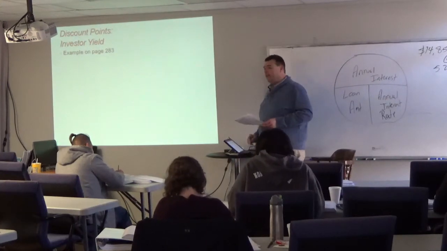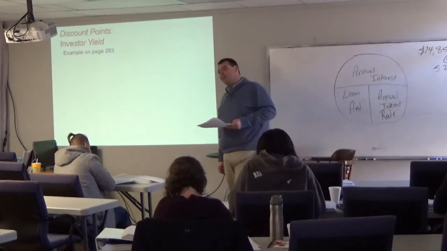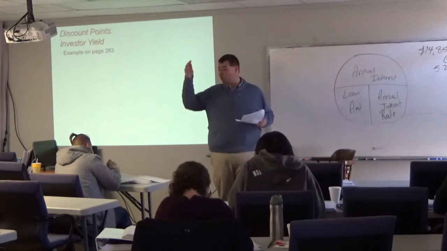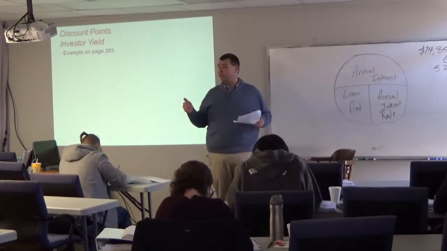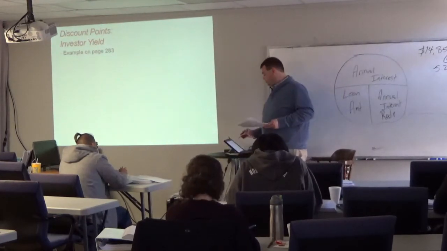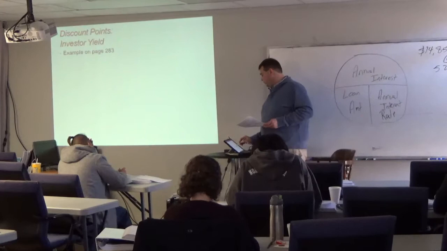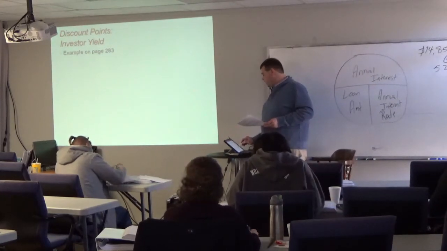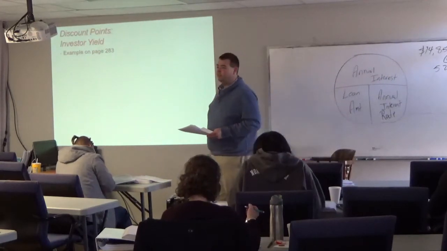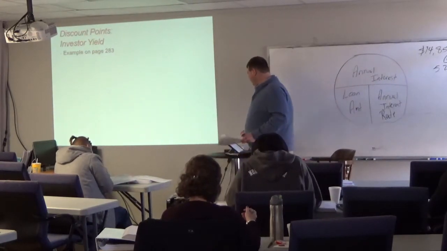0.125. And remember, if you can't remember that number, it's just 1 divided by 8, right? It's all because a discount point changes the rate by 1/8%, all right? So, 0.125 times how many discount points? So, times 3. What is that? 0.375? Yeah. So the rate change is 0.375. Is it going up or down? Down. What did it start at?